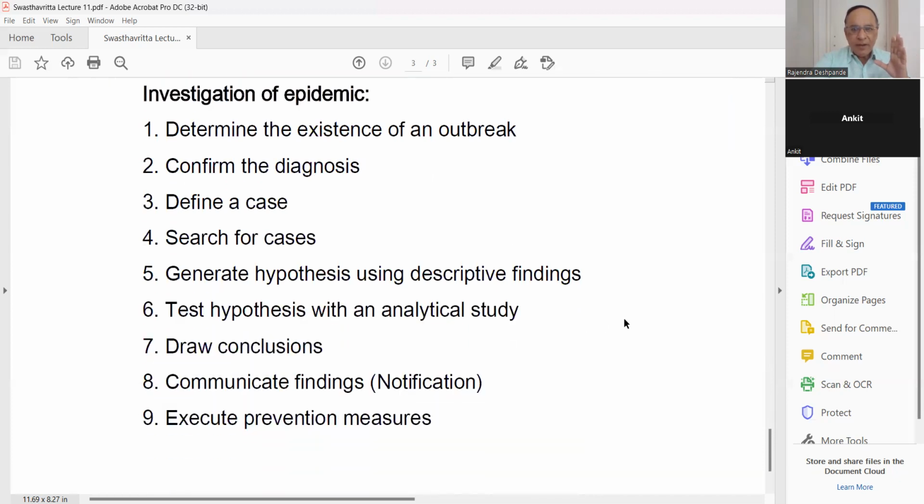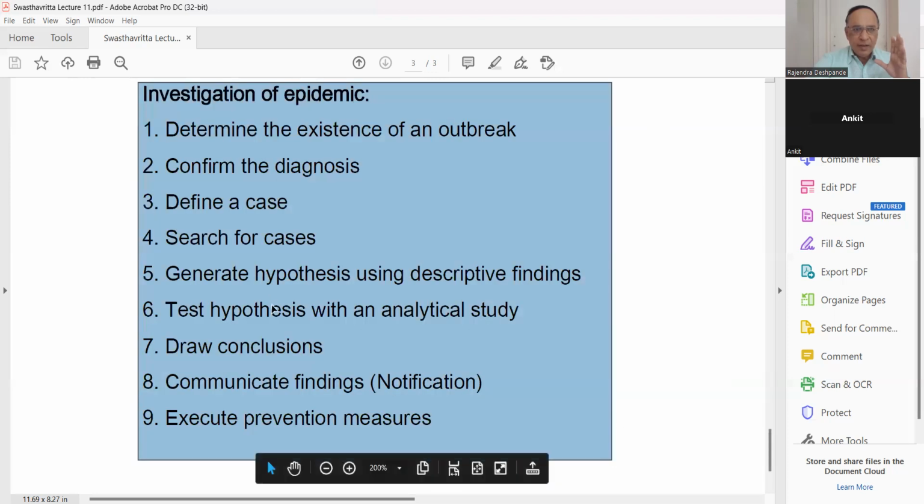Investigation of epidemic. This is today's last point that we want to discuss. Just give me some time to mark this. Okay. Write down this title at least: investigation of epidemic.